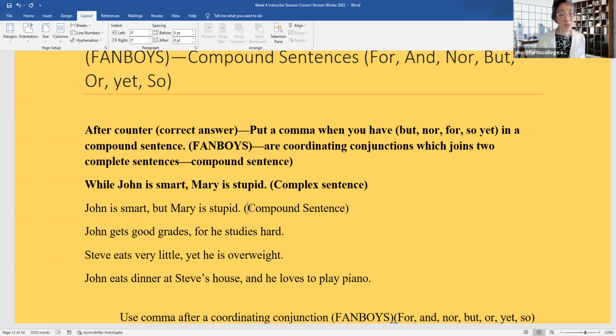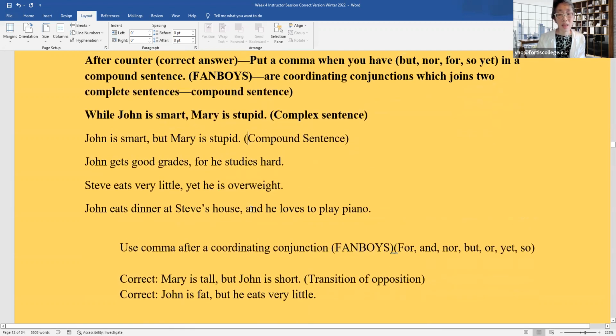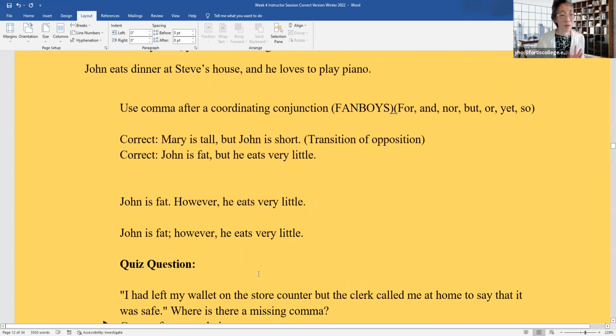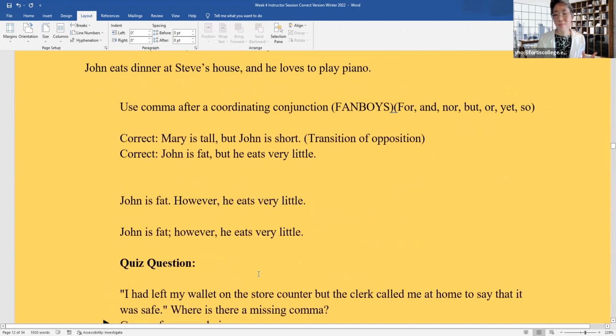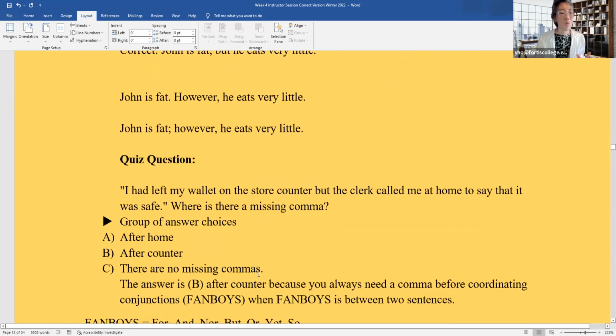But all you have to know for this quiz is that when you have for, and, nor, but, or, yet, so, you need to have a comma before them. When you have a transition word, John is fat, and then you have to always have a comma after the transition word. John is fat, however, he eats very little. Or you can have John is fat, semicolon, and comma, he eats very little.